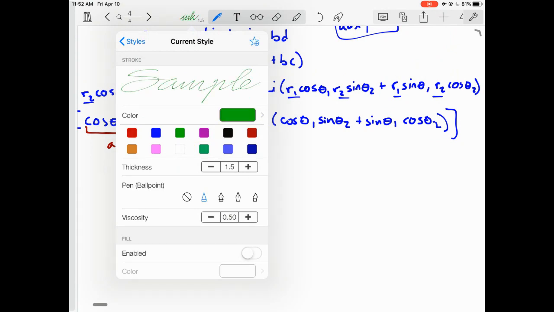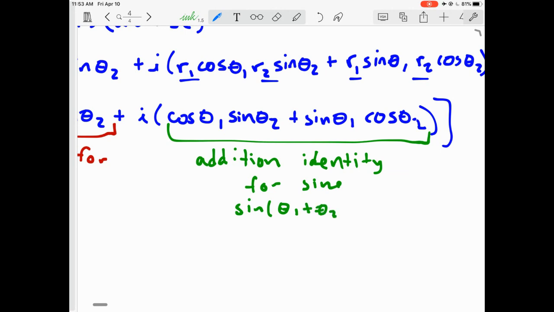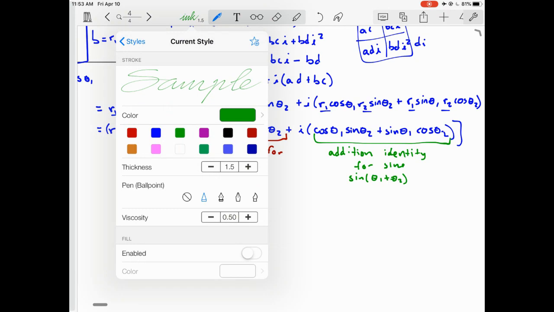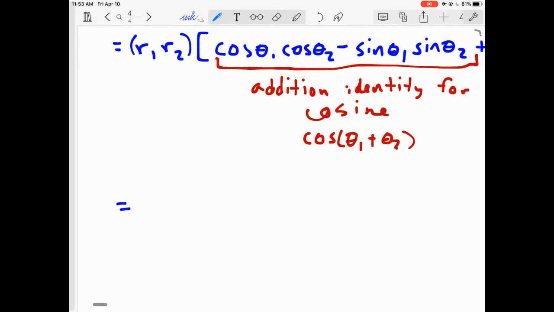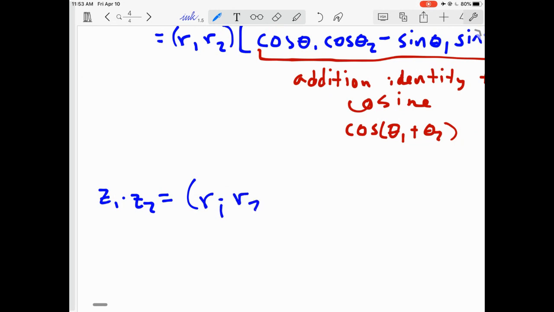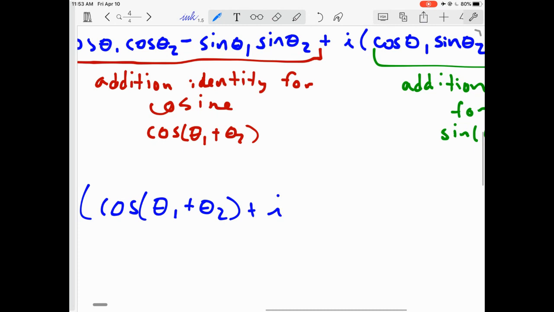This expression right here, this is the addition identity for sine. Sine of theta 1 plus theta 2. So now we can just replace those two expressions with the simpler addition identity expressions. And our final answer becomes that when we multiply z1 by z2, we get r1 r2 multiplied together times cosine of theta 1 plus theta 2 plus i sine of theta 1 plus theta 2.